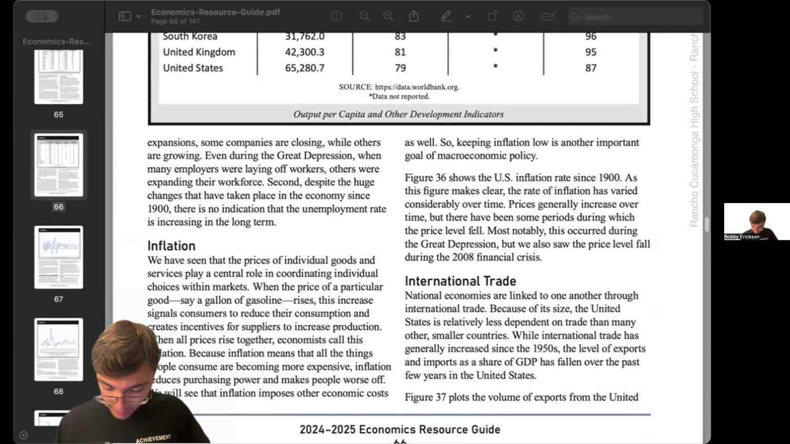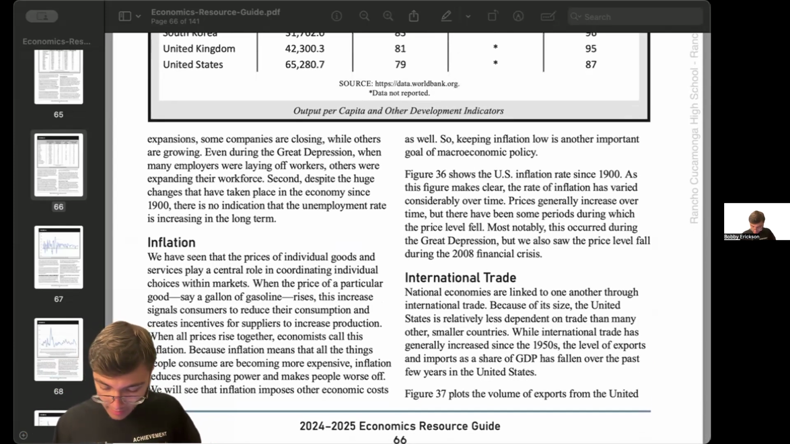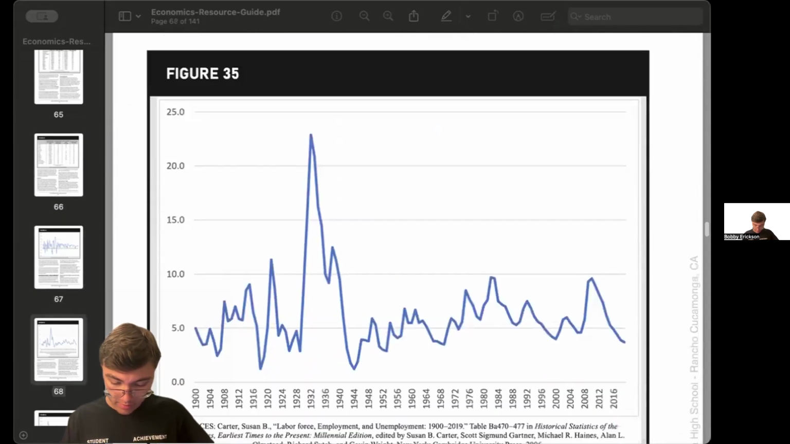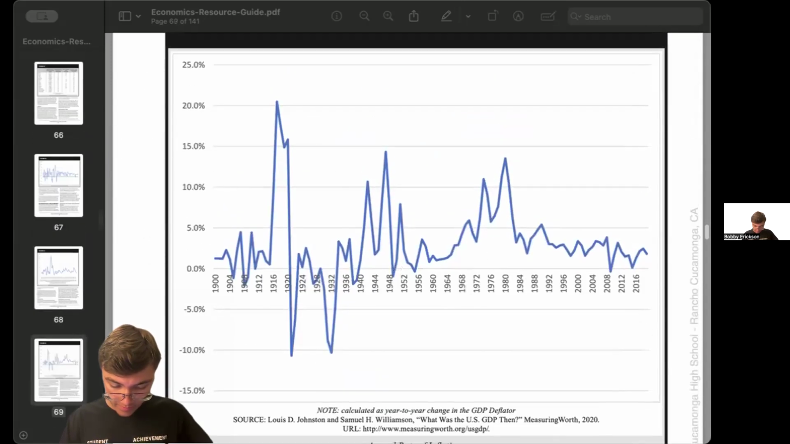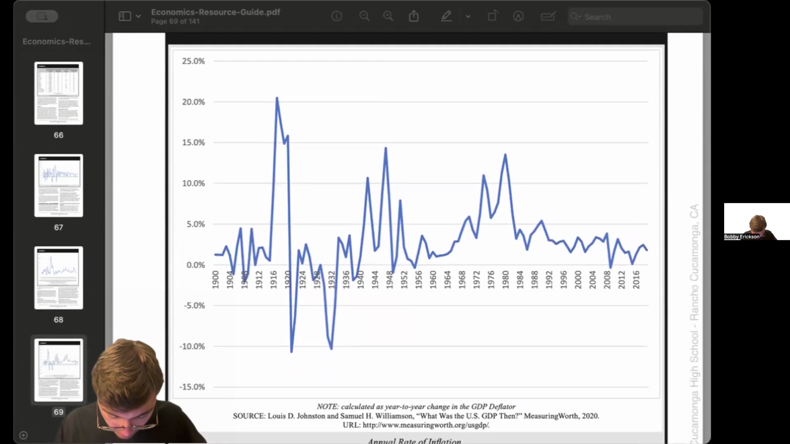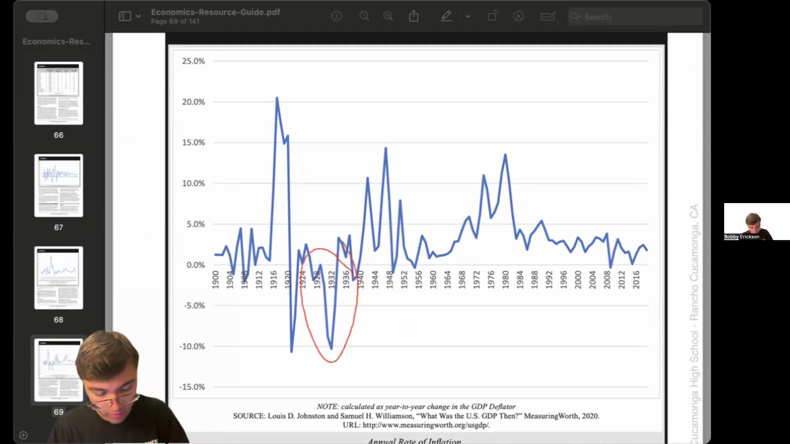Figure 36, if we take a look at that, we can see it is the inflation rate since 1900, and it's clearly varied over time. So if we take a look at figure 36 here, this is the inflation rate. We can see that right after 1920, there was a dip. And then right after 29 and all the way through 33, there was a dip. Note that dip happened at the Great Depression here.